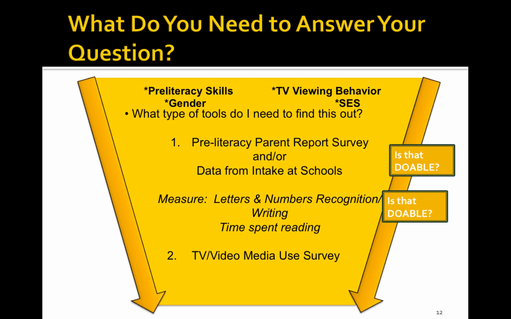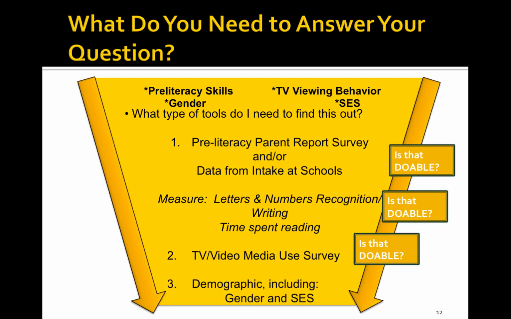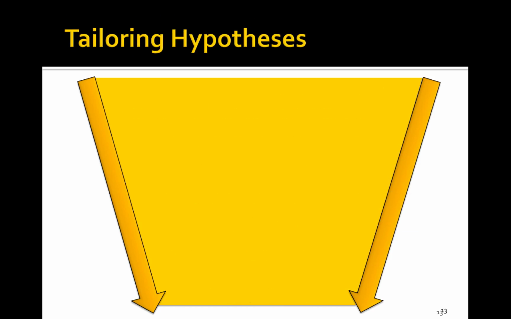Yes. The next variable that I need to find out how to collect information on is the TV video media use, their viewing behavior. There are surveys out there that parents can also answer on how much their child watches and what they watch. Is that doable? Sure. I'm already reaching out to parents in a survey. And the last is our demographic information, the gender and the socioeconomic status. And is that doable? Why, yes, because I can add it on to the survey.